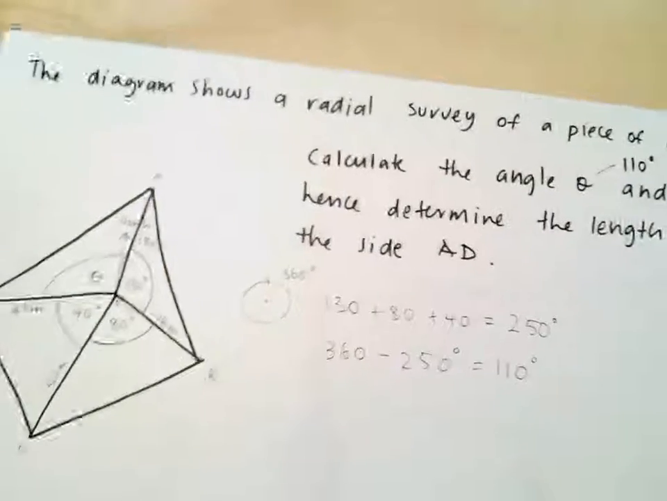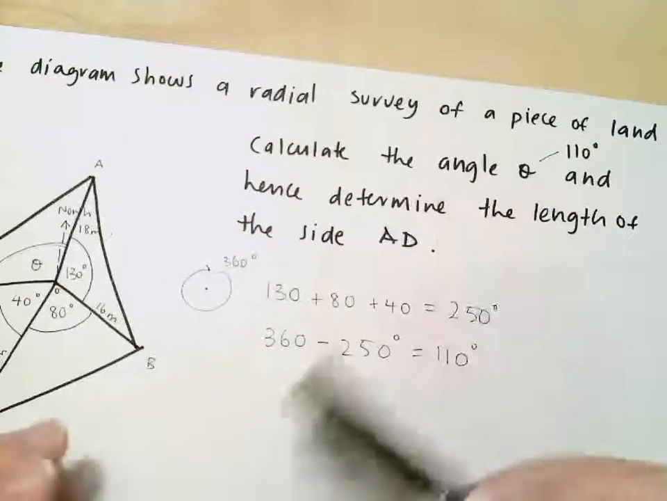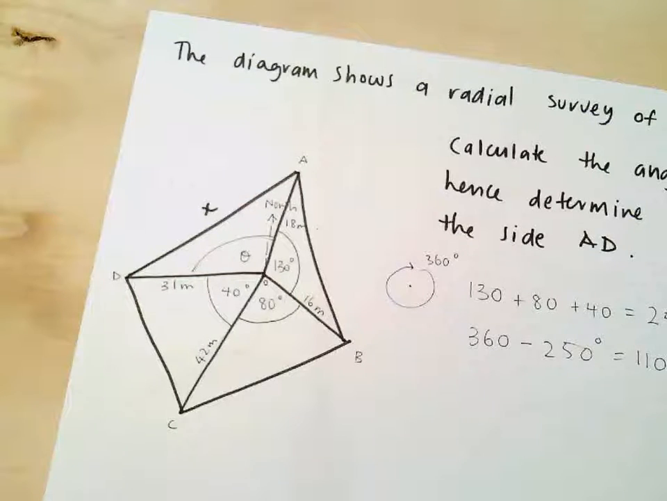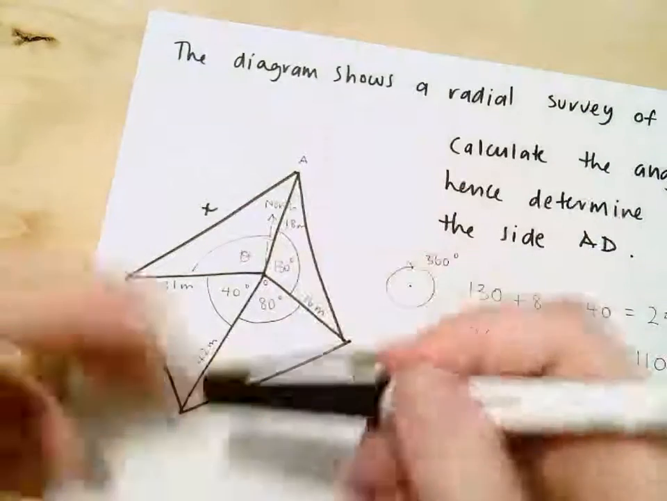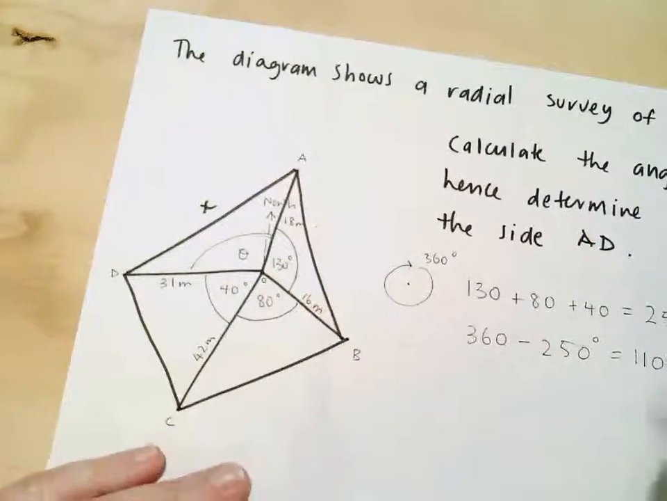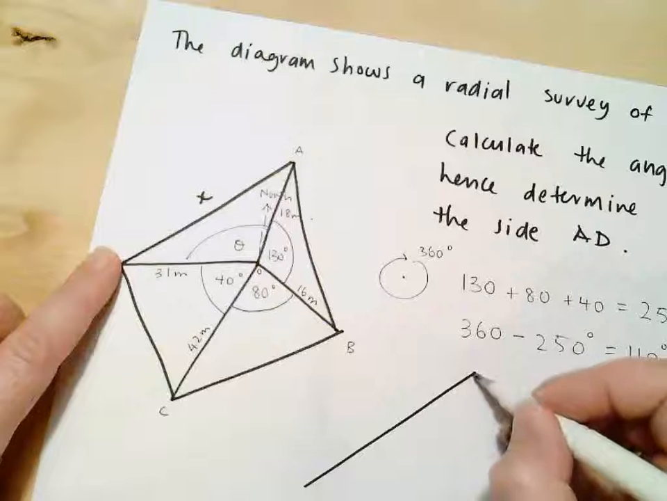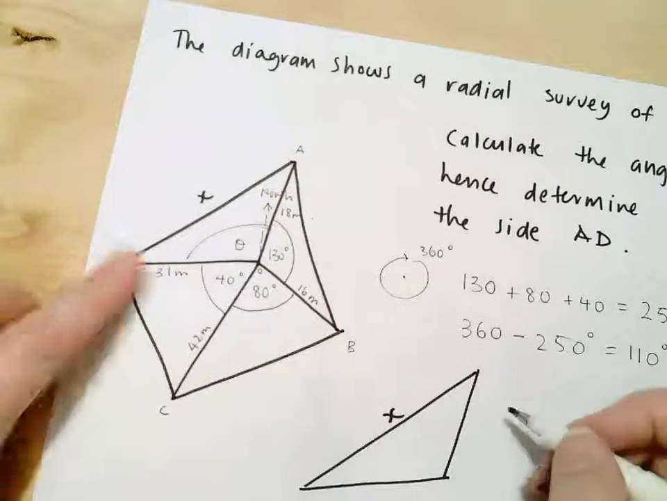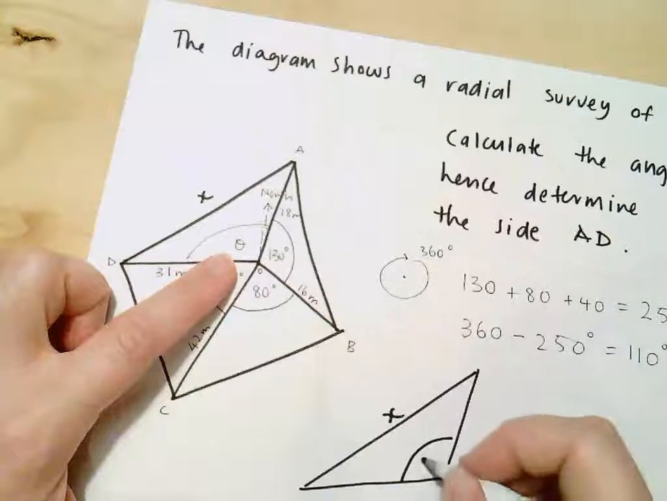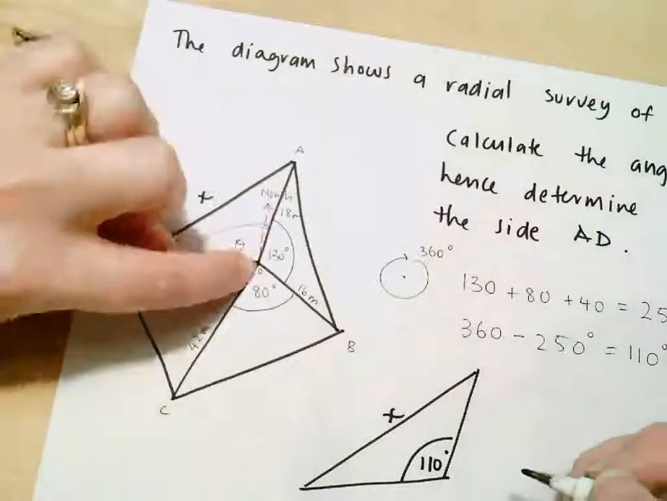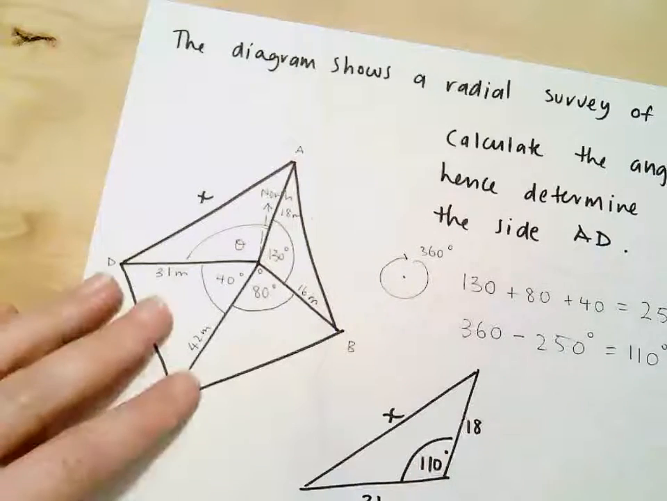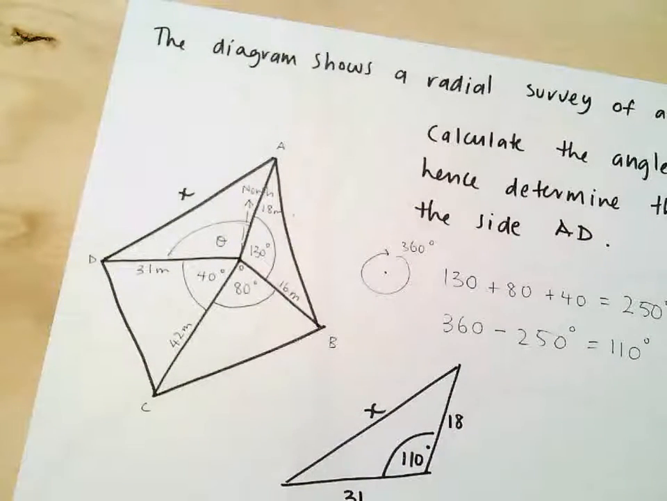Okay, then it says, the second part of the question, hence determine the length of the side AD. So it's asking me to determine this length here. So that's my X now. Again, with all these questions, it can get messy because there's so much written on the survey itself. So you might want to redraw the triangle that you're interested in. You're trying to work out X. You've now worked out that theta is 110 degrees. You know this distance here is 18 metres. You know this distance here is 31 metres. So you're going to need to work out that side. Good luck.